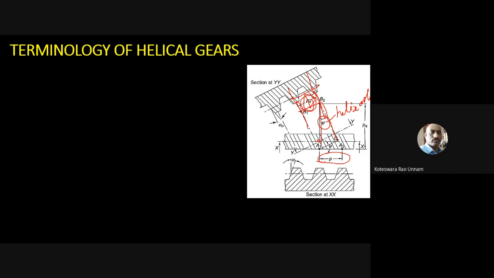And you have one more pitch here. This is the actual pitch, which you measure along the axis. So this is the axis, and this is the center of one point on this teeth, and this point A2 is the center of this teeth. So the distance between A1 and A2, we'll call it a pitch or axial pitch.